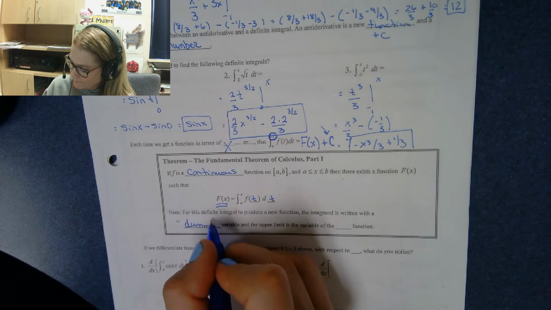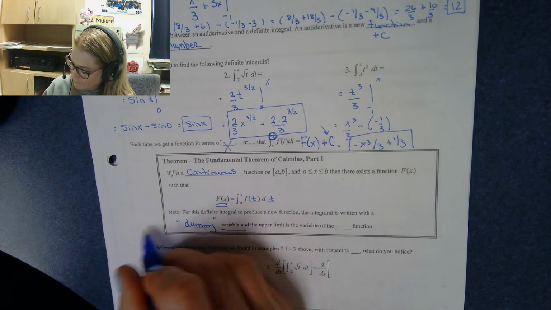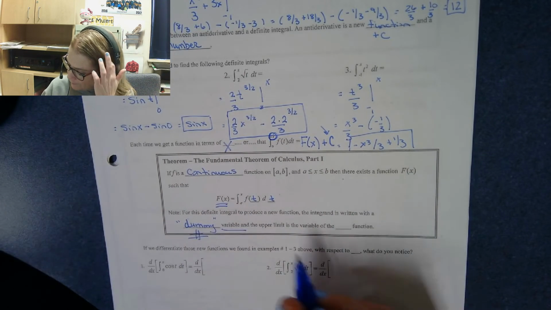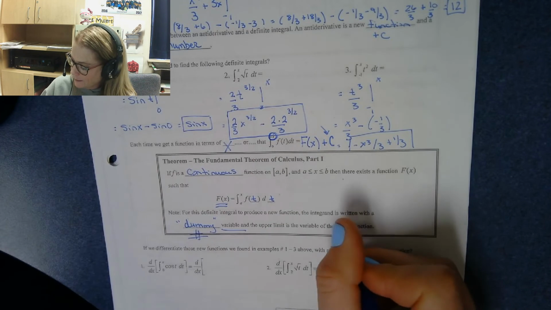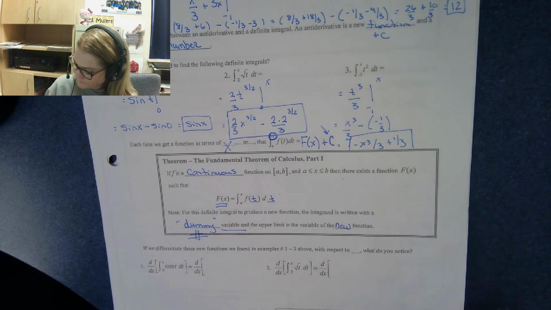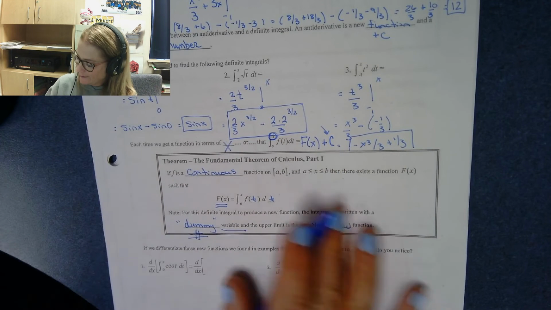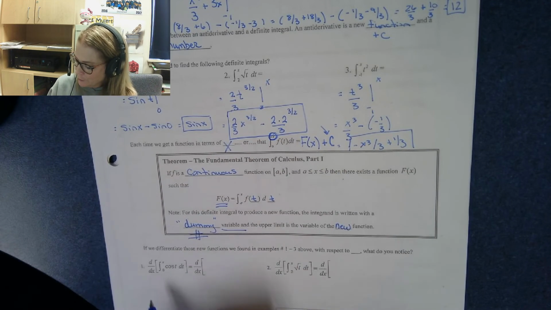And it's not really a dummy variable, I would say. It's just some number, okay? Just some number here. And the upper limit is the variable of the new function. All right. So again, this probably isn't making a whole lot of sense, but it always makes more sense when we look at a problem.